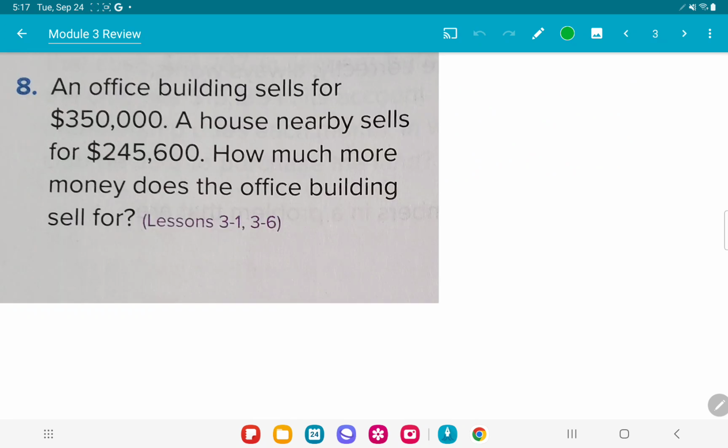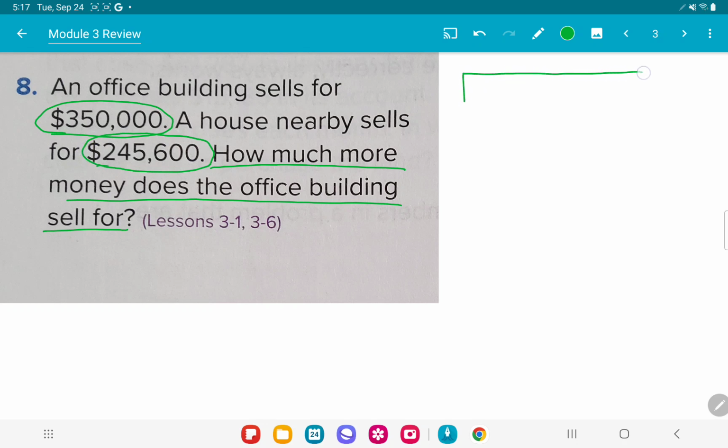Number 8. An office building sells for $350,000. A house nearby sells for $245,600. How much more money does the office building sell for? The question's asking us, how much more money does the office building sell for? I know the office building sells for $350,000, and we know that the house sells for $245,600. If I were going to model that, I could use a bar diagram.